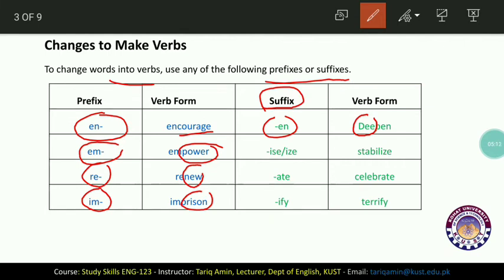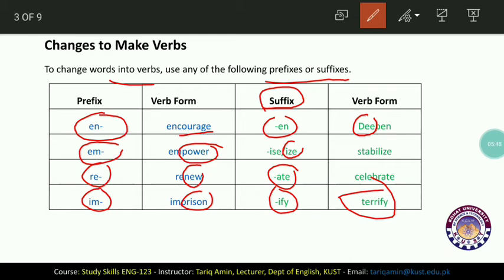The actual word is stable, but when we add ize, this suffix, to the end of stable, it becomes stabilize, and stabilize is a verb. Another example is celebrate. When we add this ate to the word, it becomes celebrate, and celebrate is a verb. Another example is terrify. Ify is a suffix, so it becomes terrify, and terrify is actually a verb.